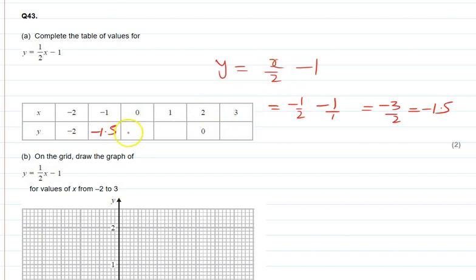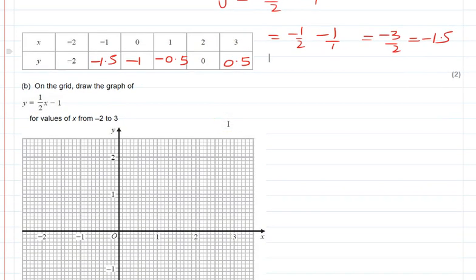If we put 0, then it will be minus 1. If we put 1 here, 1 by 2, so minus 0.5. For 2 it is 0, and for 3 it is 0.5. Yeah, and we can plot this graph.